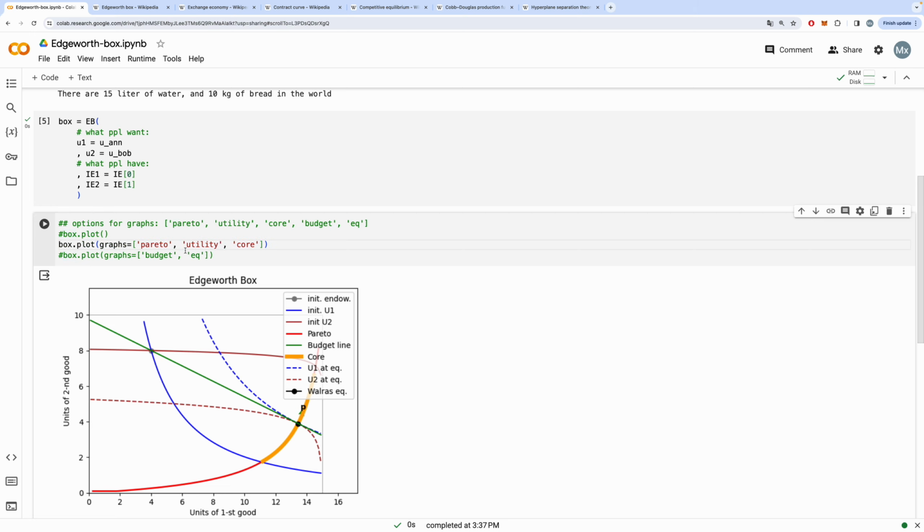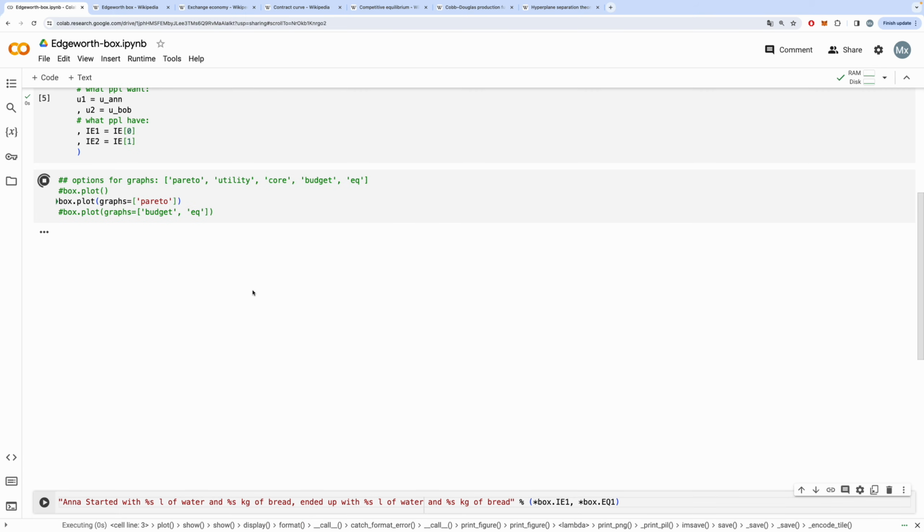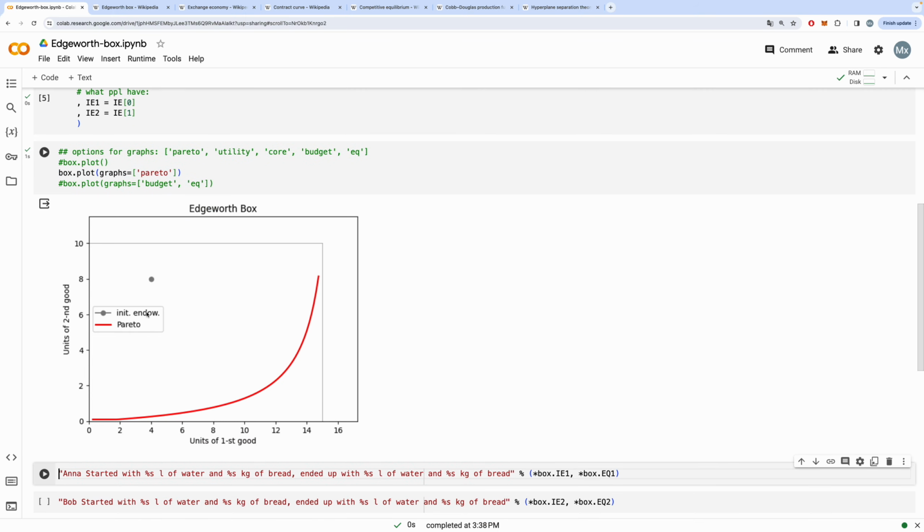Let's start with contract curve or Pareto efficient allocations. So here is how it looks. You see this is initial endowment, and it's quite far away from the contract curve, meaning that there is quite some potential for trade here, because at the end the efficient allocation of goods has to be on this contract curve. This is what is called first welfare theorem.